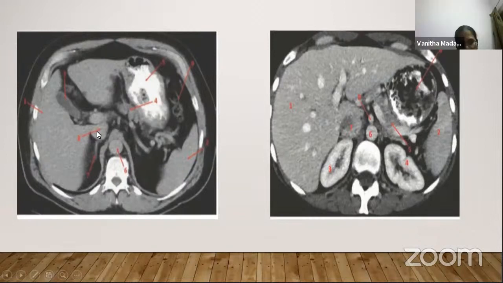Number 8, sir. Go on, Vanita. Number 8 is IVC, sir. Yeah. To the other side, that is the aorta there, to the left. Yes, sir. Number 9 is splenic flexure of transverse colon, sir. Right. Okay. And the next pick, sir.